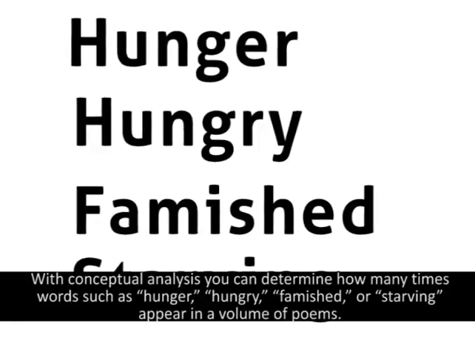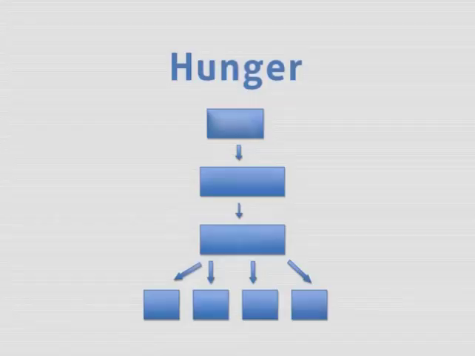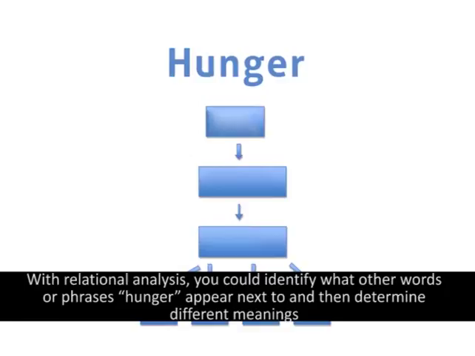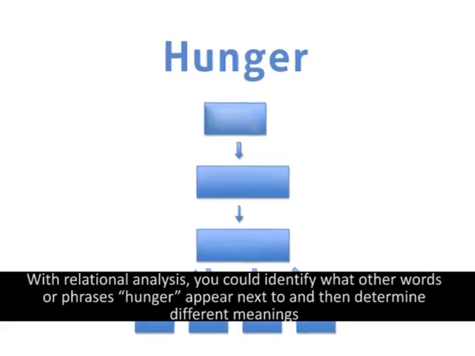With conceptual analysis, you can determine how many times words such as hunger, hungry, famished, or starving appear in a volume of poems. In contrast, relational analysis goes one step further by examining the relationships among concepts in a text. Returning to the hunger example, with relational analysis, you could identify what other words or phrases hunger or famished appear next to, and then determine what different meanings emerge as a result of these groupings.